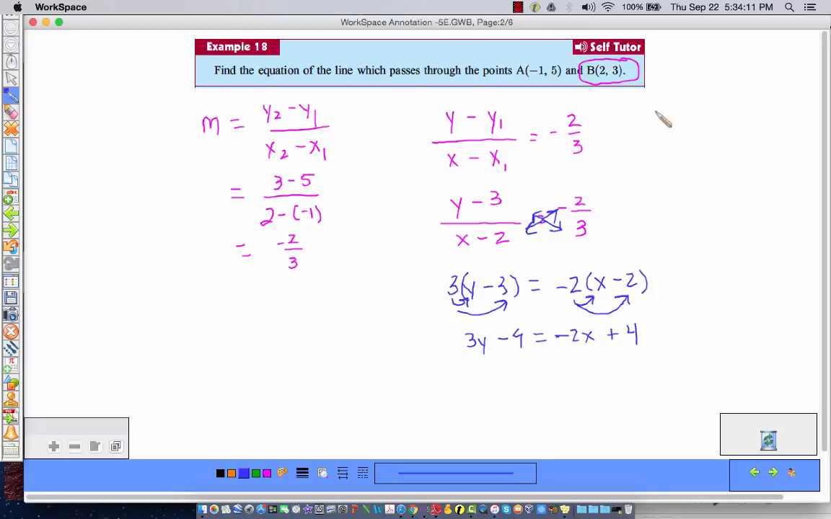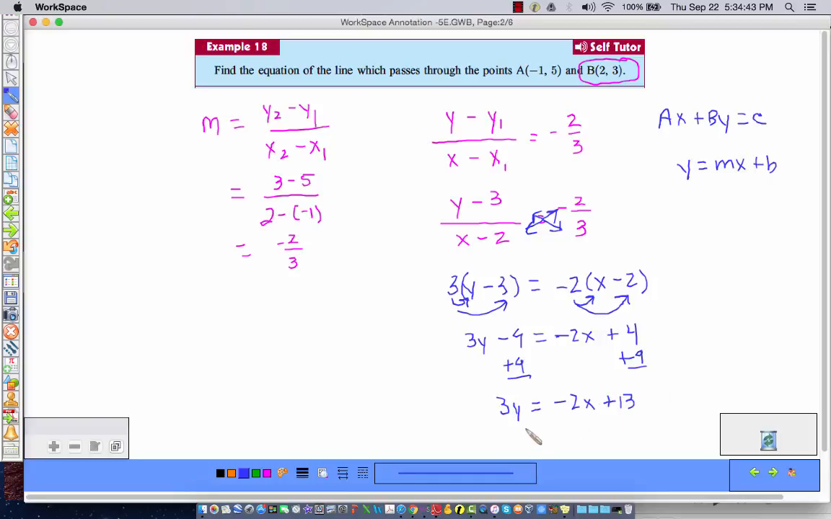So to get it in general form, ax plus by equals c, I could add 2x and then add 9, but actually I want to get it in the form y equals mx plus b so we can graph it and see what it looks like. So that means I need to solve for y. So I'm just going to go ahead and add 9 to both sides. And then I have 3y equals negative 2x plus 13.